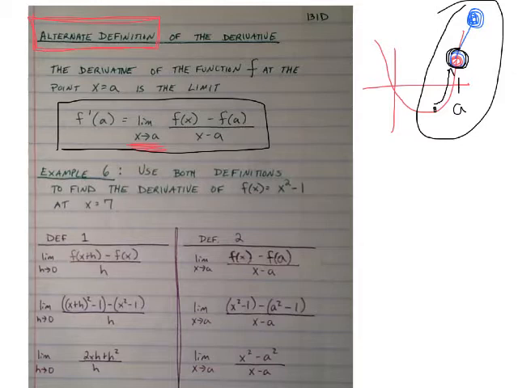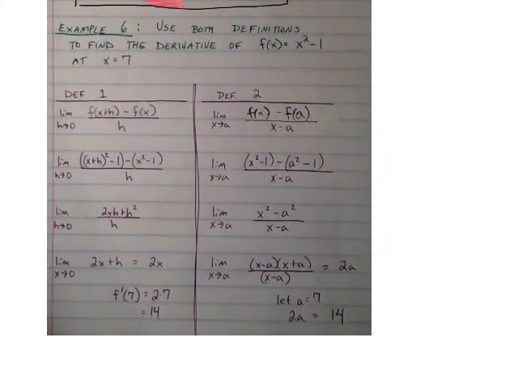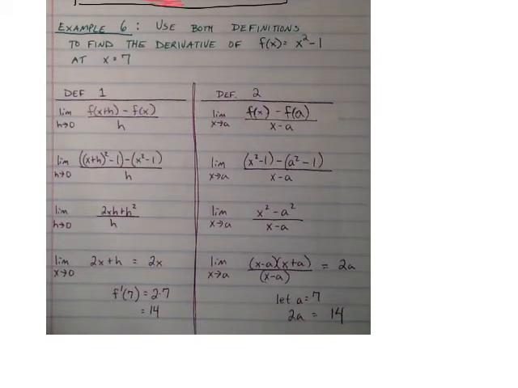So what I've done here is in example 6, I've given a function and asked you to use both definitions to find the derivative of the function at the point x equals 7. So we'll work through our first definition, which is right here. That means take the function at x plus h and subtract the function at x. So we've created that in the numerator with h in our denominator.